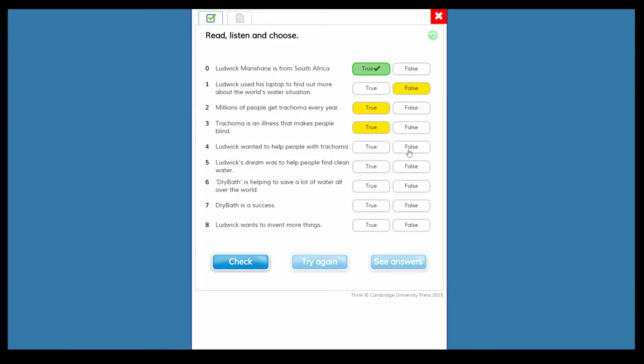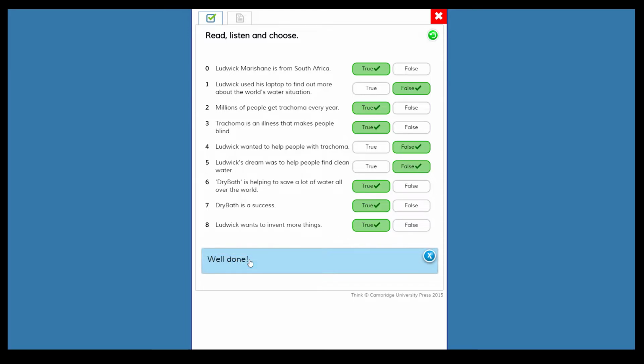Number 4, Ludwig wanted to help people with trachoma. That is false. Number 5, Ludwig's dream was to help people find clean water. That is false. Dry bath is helping to save a lot of water all over the world. That is true. Number 7, dry bath is a success. That is true again. And number 8, Ludwig wants to invent more things. That is true. Let's check. Very good. Well done.